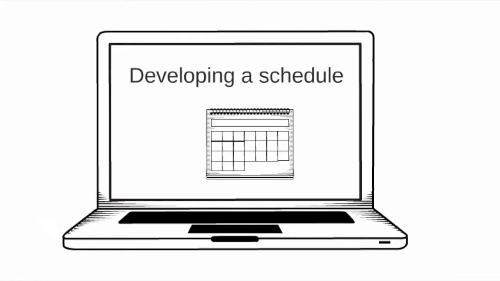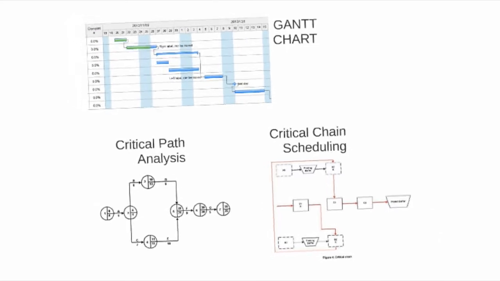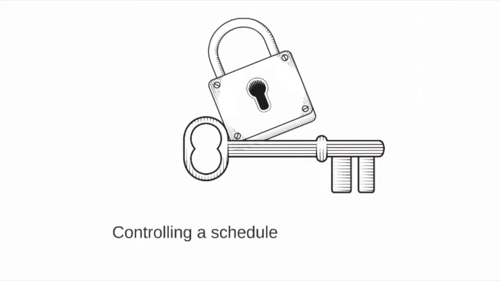The 6th process is developing a schedule using all information obtained in the previous processes. There are several tools available to assist in developing a schedule. They include Gantt charts, critical path analysis, critical chain scheduling, and PERT analysis. The final process is controlling and monitoring the schedule to keep the project on track. By effectively using all these processes, project managers will be able to ensure the time constraint is met.